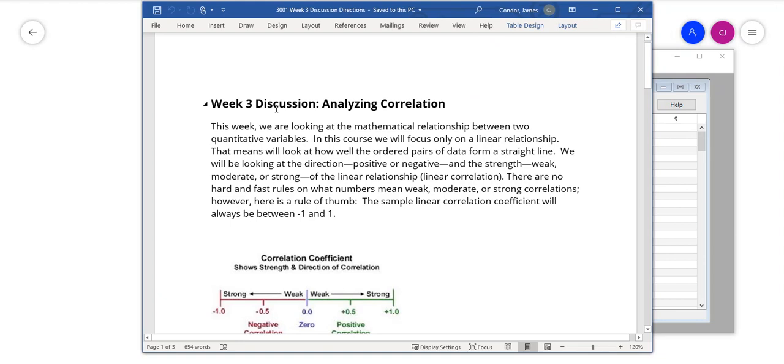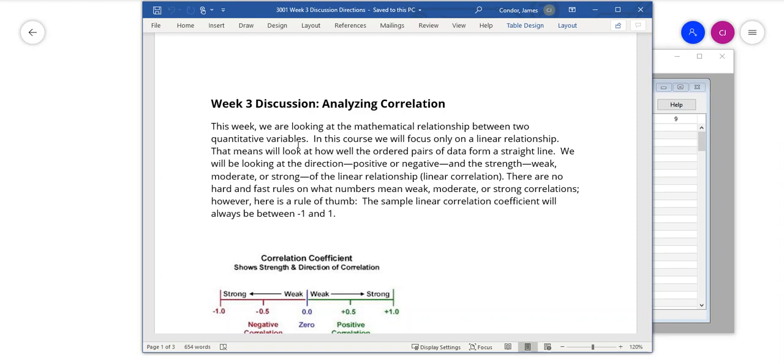So for week 3, we're looking at something called correlation, which is just a mathematical relationship between two quantitative variables. So you are going to work with two sets of data values. Both of them will be numeric. And again, this is correlation, and it's specifically linear correlation.